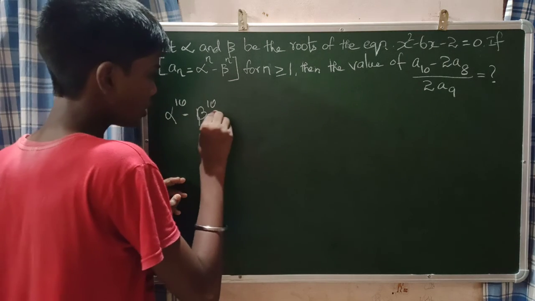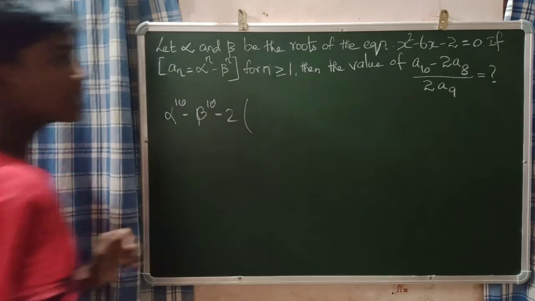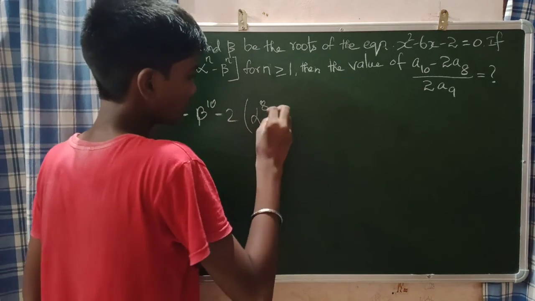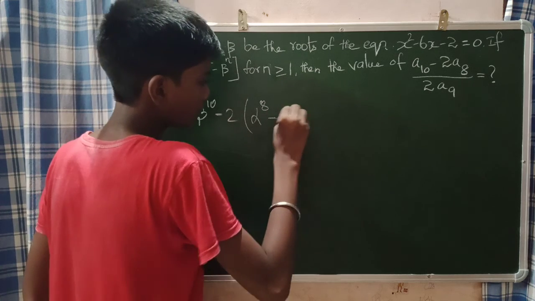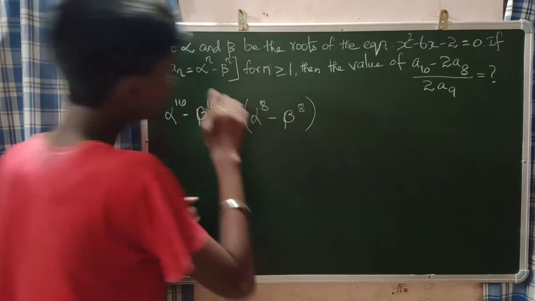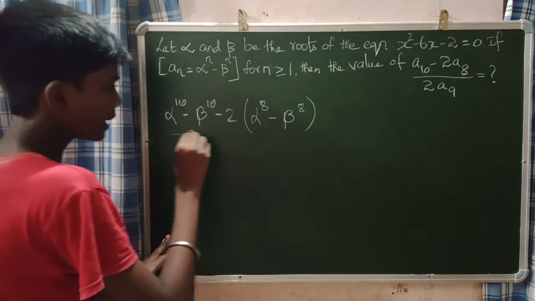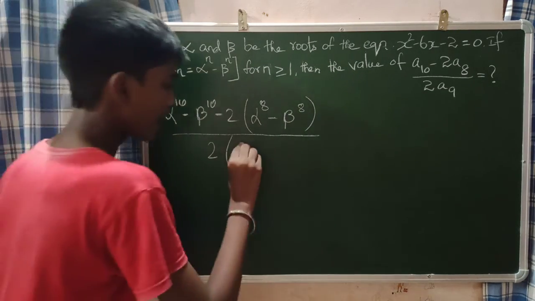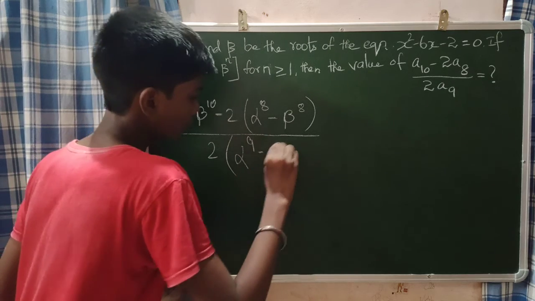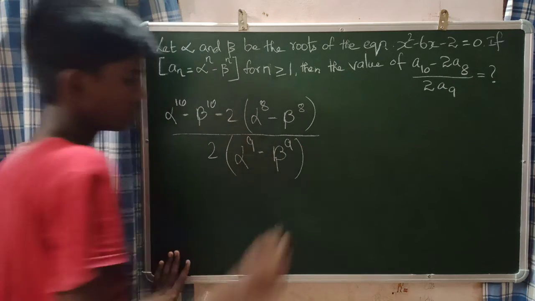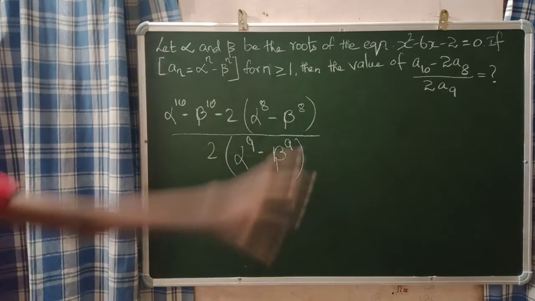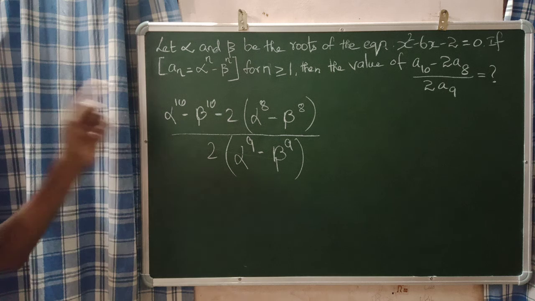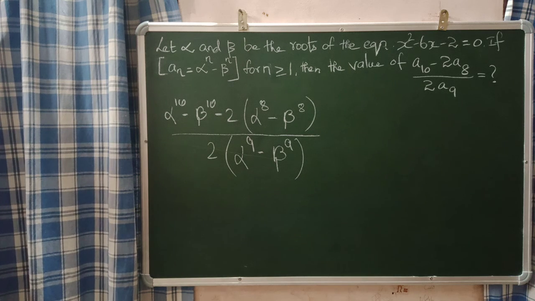Then minus 2 into a8. a8 will be nothing but alpha to the power of 8 minus beta to the power of 8, just by using this same relationship, divided by 2 into a9. a9 will be alpha to the power of 9 minus beta to the power of 9. This is what you will get when you simplify this expression using this particular relationship, as an is equal to alpha to the power of n minus beta to the power of n.